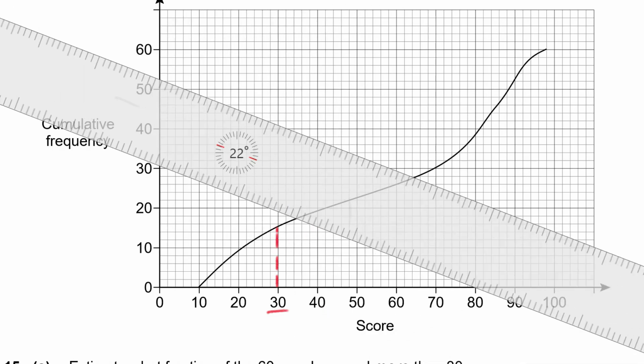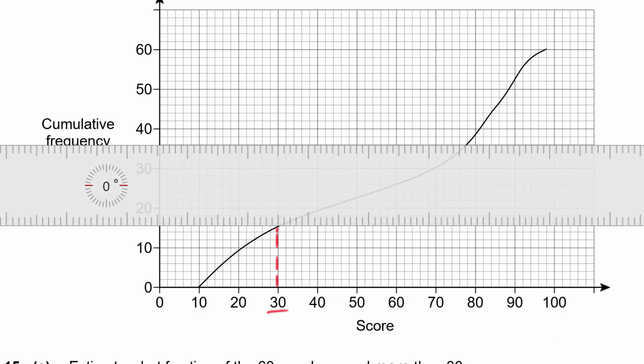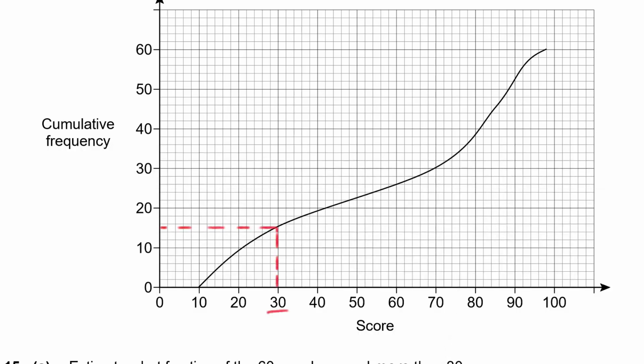It's a good idea to show your work in this way because it counts as method, and then along from there, and I can see then that, what mark is that? Each one of these little squares is worth 2, isn't it? So 10, 12, 14. It's halfway between 14 and 16. I'm going to say that's 15. So I'm going to say that 15 people scored 30 marks or fewer.